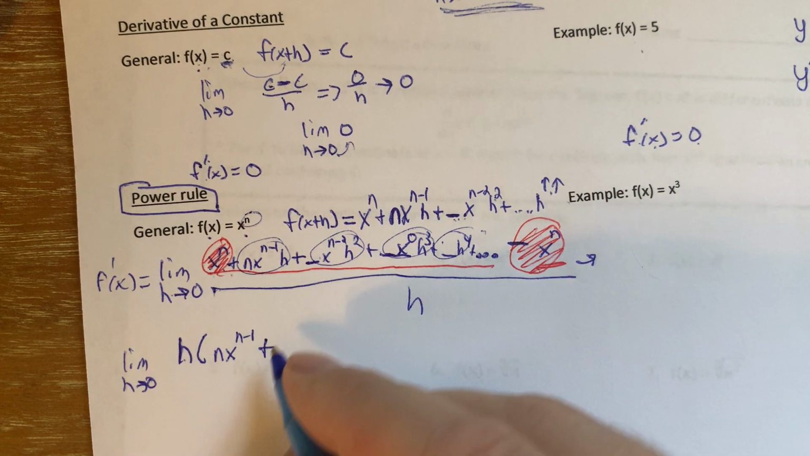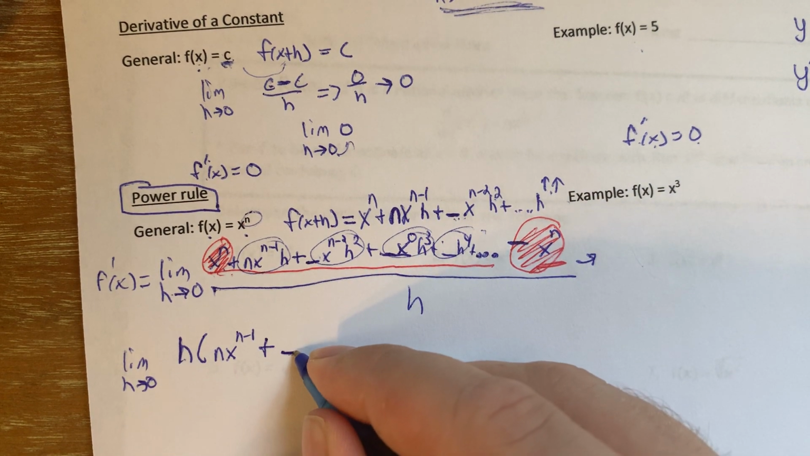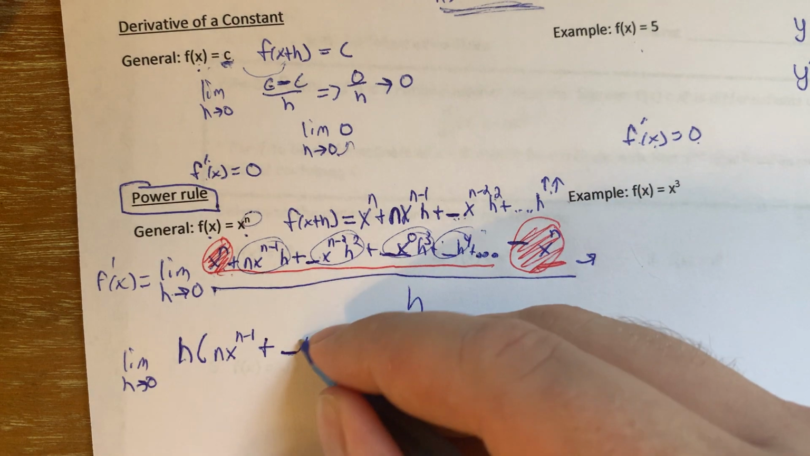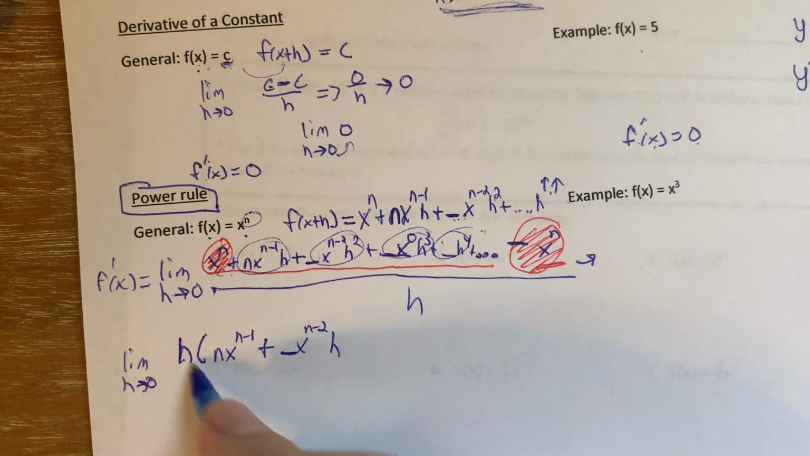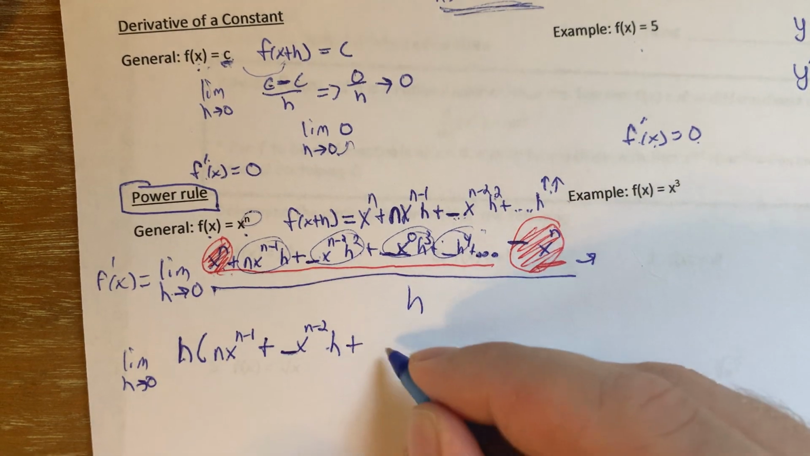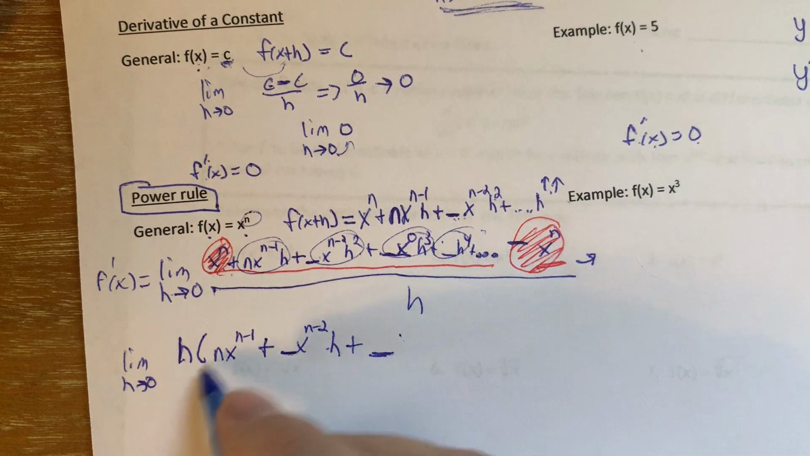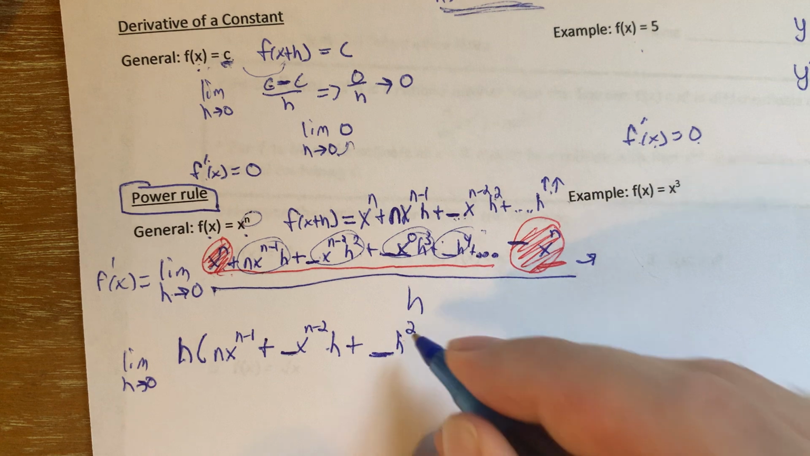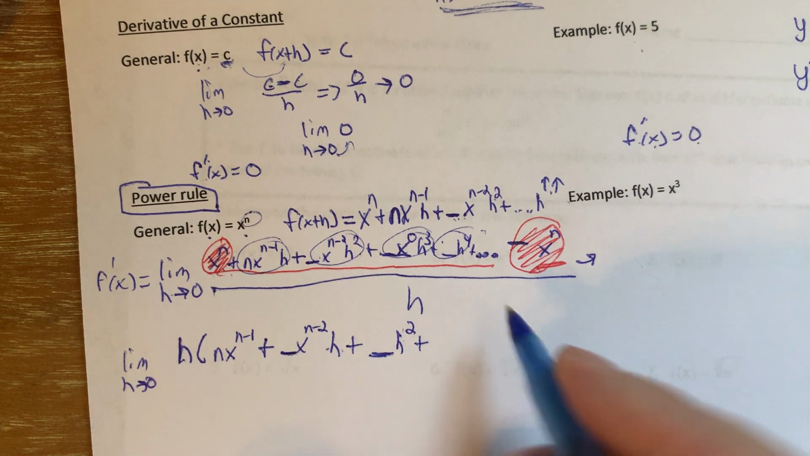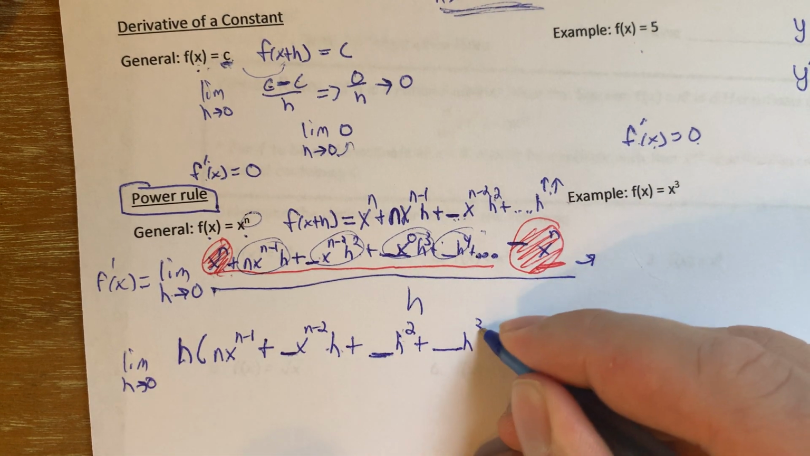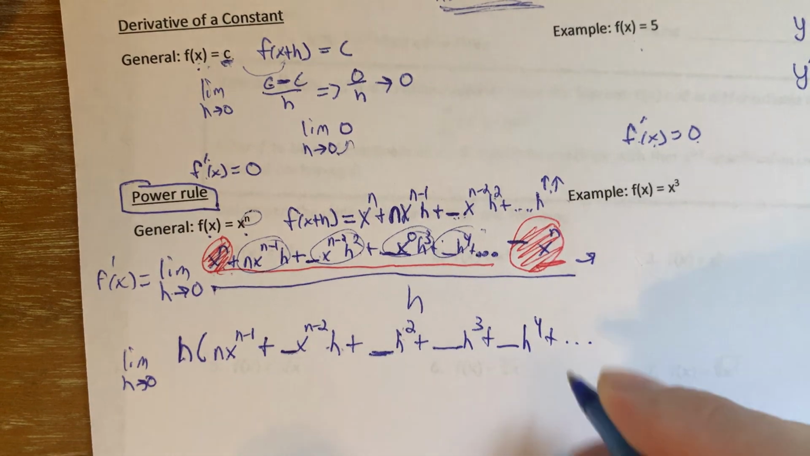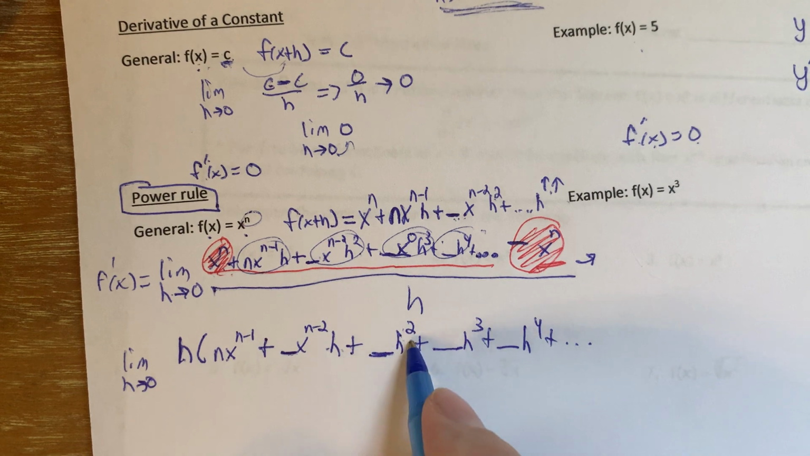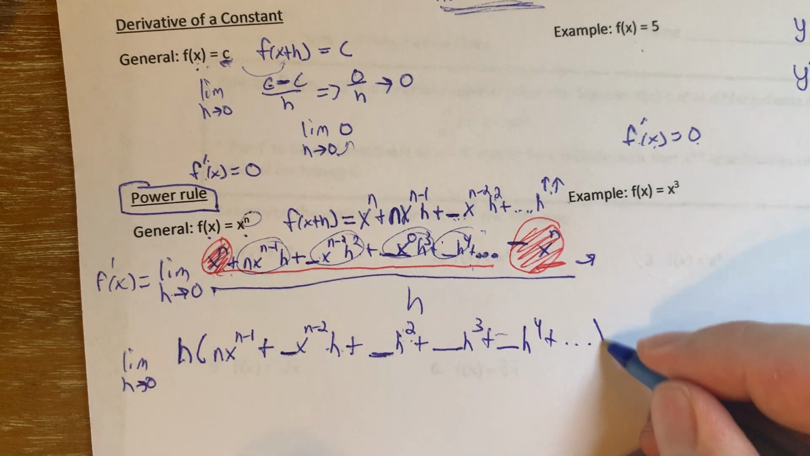Plus, I don't even know what this coefficient is, but this is x to the n minus 2, and I factored out an h, so this will now only be h. h times h is h squared. This is going to be something. When I factor out the h, this will be an h squared, and you'll notice that the powers of h will go up each time, but see that the powers of h are going up by 1 each time. That's the only thing that matters here.